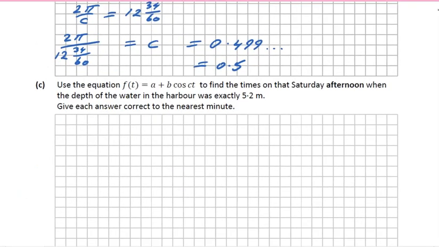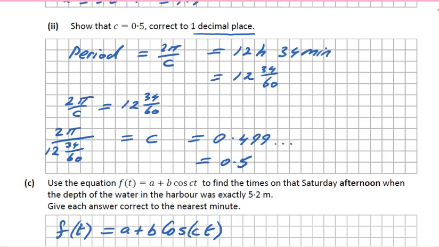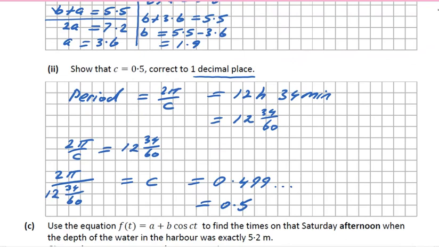Now the last part, f(t), again the function, write it down, is a plus b cos ct. But of course we know what a, b and c are now, so a and b first of all above are 3.6 and 1.9.